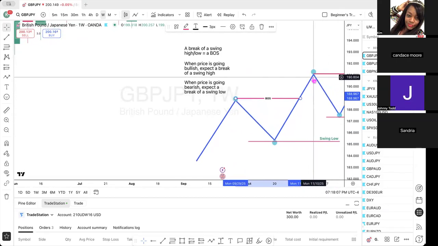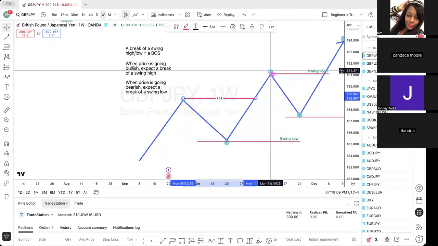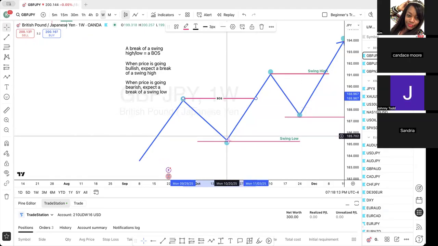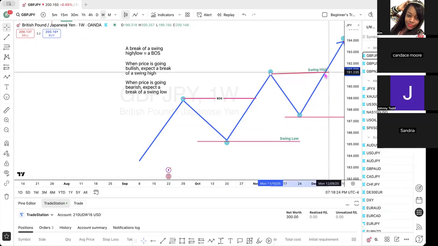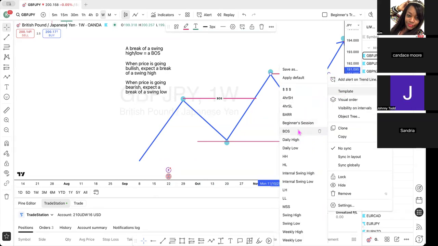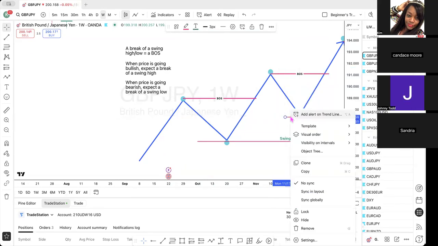And then you have your swing high, right? So then price starts to pull back again. We don't know if it's going to break this low or if it's going to break this high. But once it broke this high, this became your break of structure. And this officially becomes the swing low.